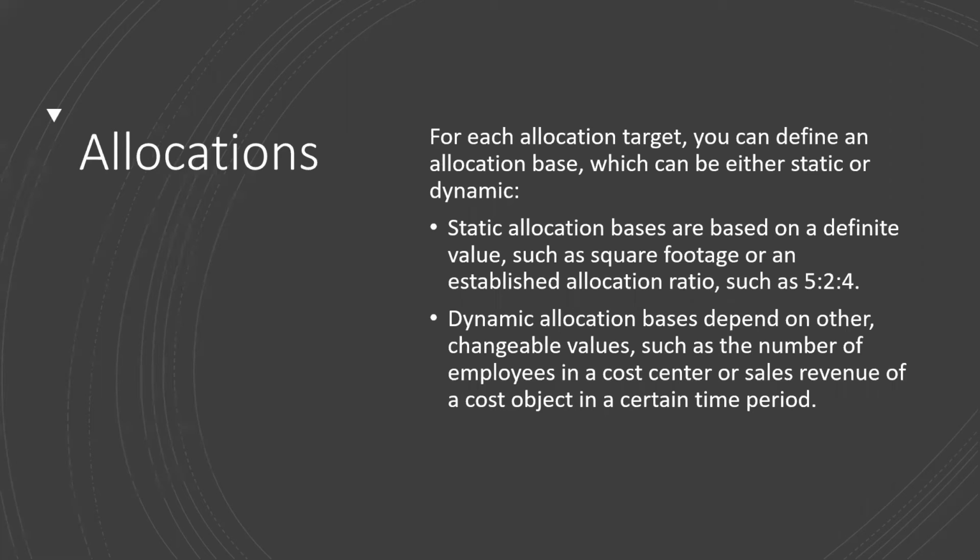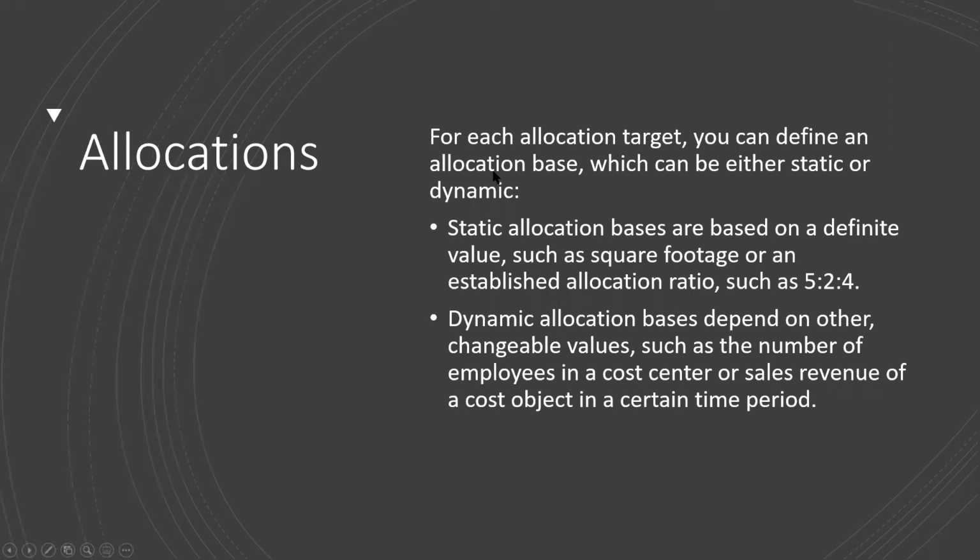Let me give you the actual idea of the allocation. First of all, we have the static allocation. Bases are based on a definite value, such as square footage, or an established allocation ratio, such as 5:4. Dynamic allocation bases depend on other changing values, such as the number of employees in a cost center or the sales revenue of a cost object in a certain time period.